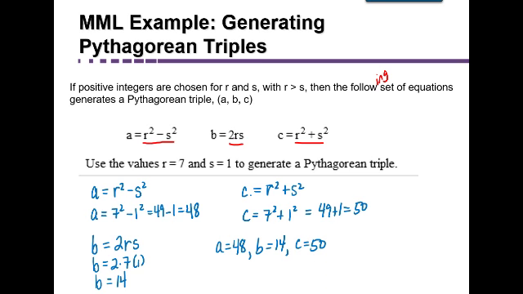And let's go ahead and check by plugging into a squared plus b squared equals c squared. So 48 squared plus 14 squared is supposed to equal 50 squared. Let's see if that works. So getting out my calculator.